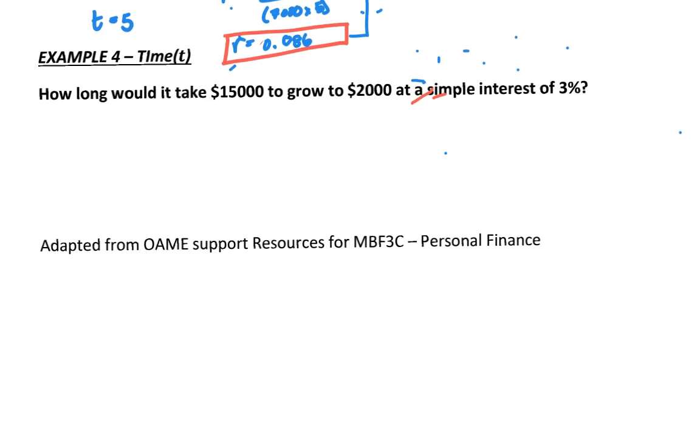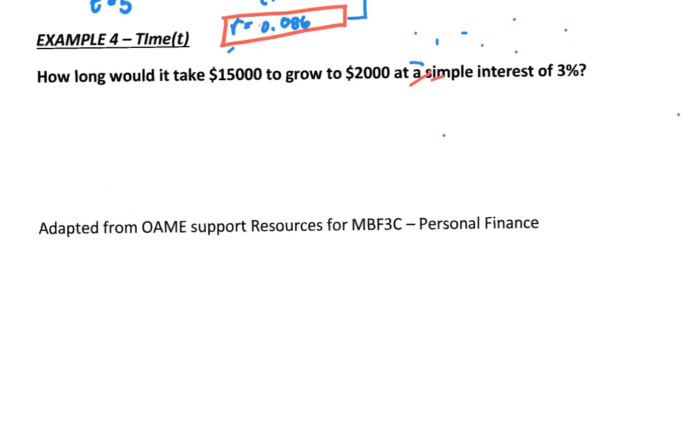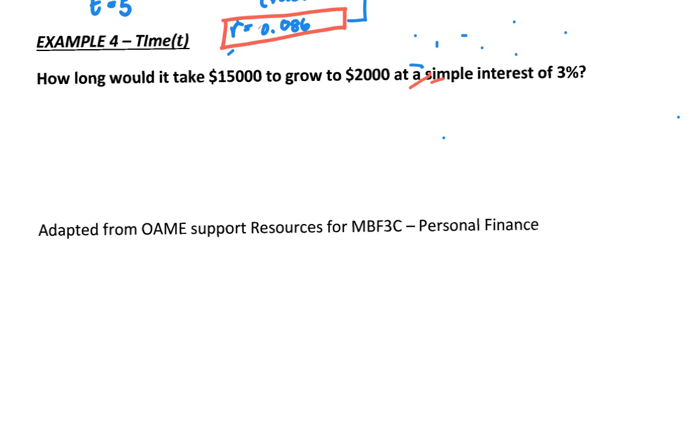Now let's do our final question. How long would it take $15,000 to grow by $2,000 simple interest at a rate of 3%? So we're looking for time, and time is T, which equals I divided by P times R. So let's write out our I, P, R, T as before. We don't know what our time is.